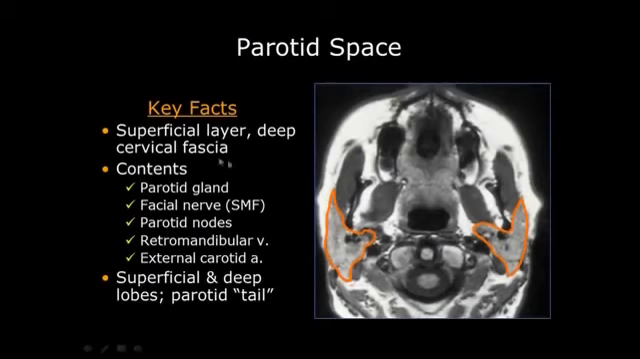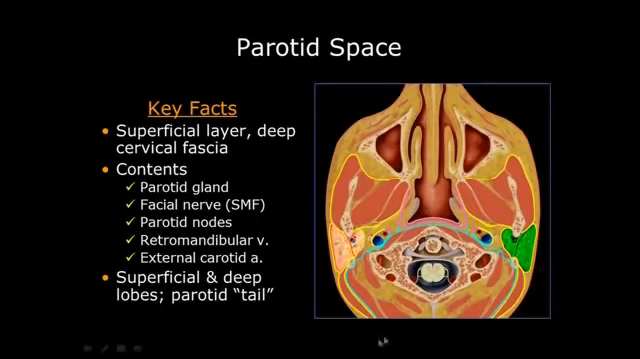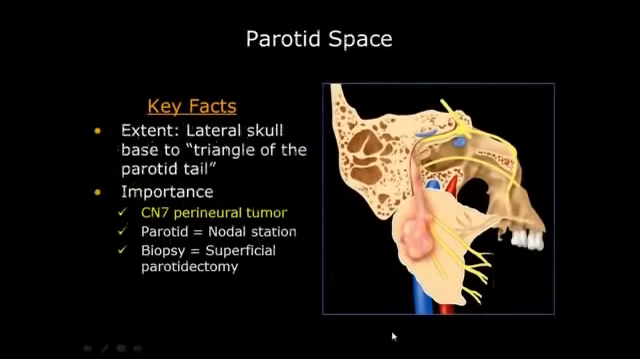Parotid space, we have the superficial layer of deep cervical fascia. We have the contents of the gland, facial nerve, the extracranial facial nerve, parotid nodes. Although it is not a numbered nodal station, there are 20 or so lymph follicles in each of the parotid glands. Retromandibular vein and external carotid artery are all in the parotid space. So we see all those contents. We'll keep going. Again, we look to the facial nerve in the parotid space as the conduit for perineural tumor.